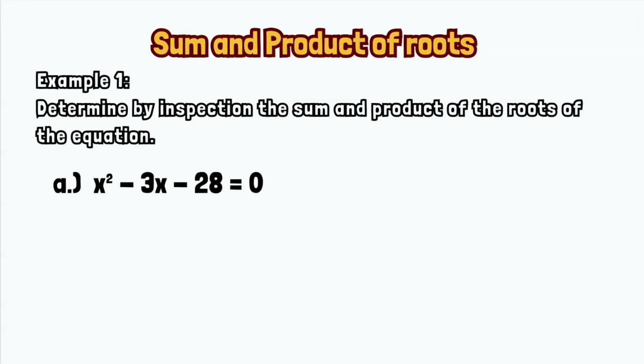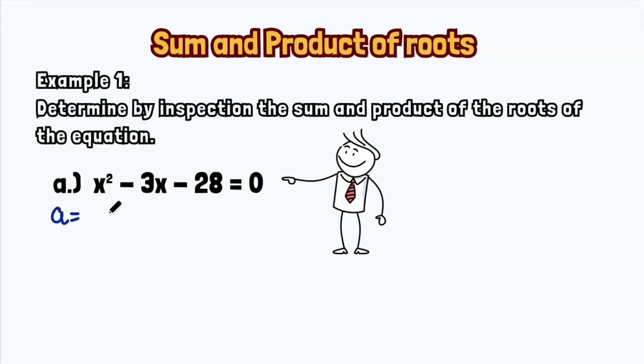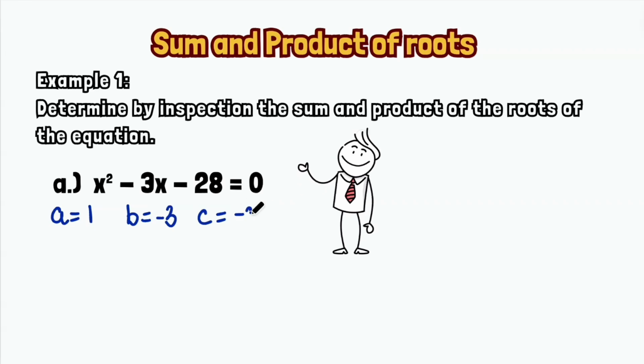In this case, we would find the sum and product of given roots. We will determine by inspection the roots of this quadratic equation. We all know that we do not know the roots of this yet, but we have a given quadratic equation, so let's just use the information from earlier. Of course, we want to identify A, which is 1, B, that is negative 3, and C, we have negative 28. So we have A, B, and C.